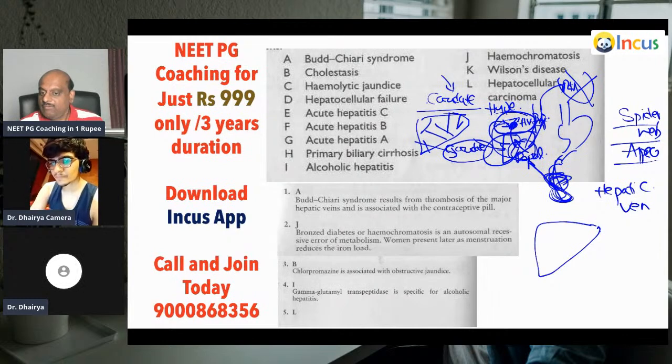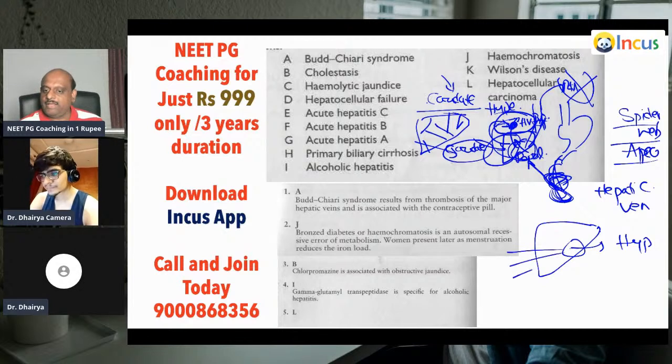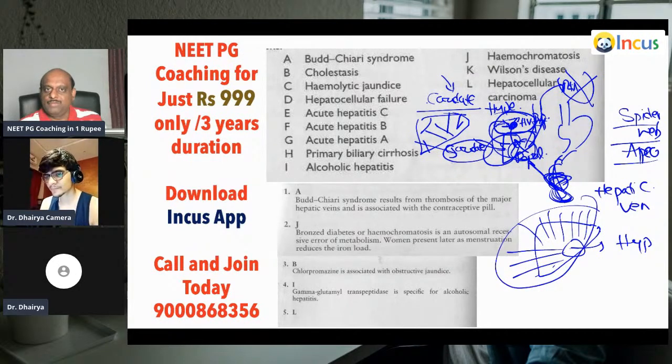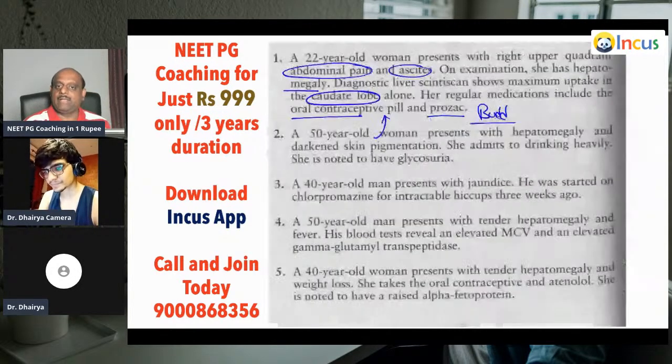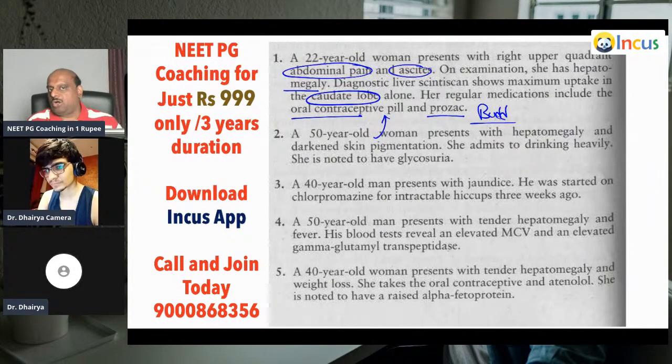So what happens is, when only the caudate lobe is undergoing hypertrophy and all other lobes are draining into the caudate lobe, typically they form a spider web-like appearance if you do the hepatic venography. So that is another classical venographic finding of Budd-Chiari syndrome that you need to remember. So Budd-Chiari presents with caudate lobe hypertrophy, abdominal pain, and ascites because of hepatic vein occlusion in a prothrombotic condition like oral contraceptive pills, is what you need to remember.